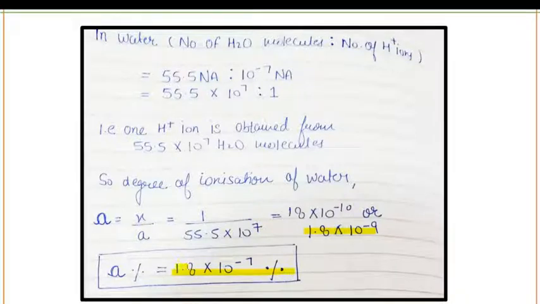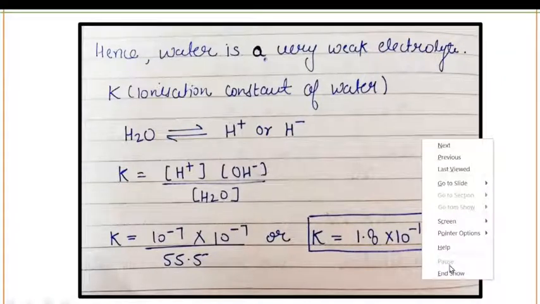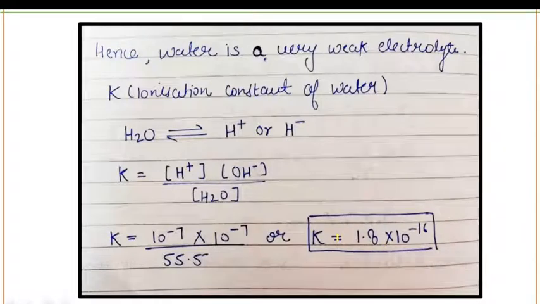Okay. So these are two very important numerical data. You have to remember these two points related to water. Now, hence water is a very weak electrolyte. K is the ionization constant of water. If you want to calculate the ionization constant for water, then you have to apply the law of mass action, and after applying it, you may conclude that the ionization constant of water is equal to 1.8 into 10 to the power minus 16. Okay, so this is also very important numerical data.